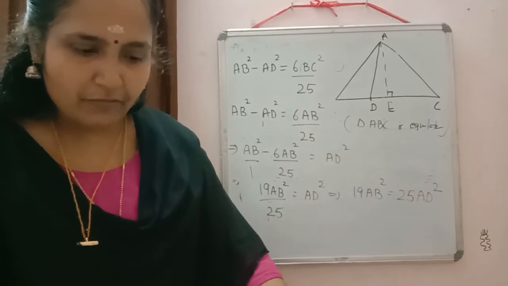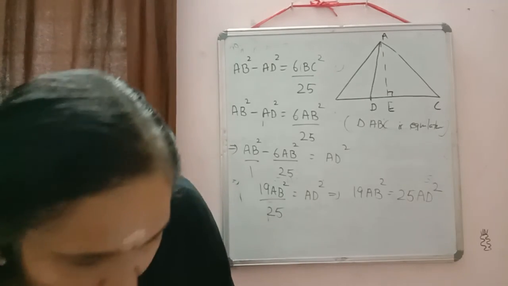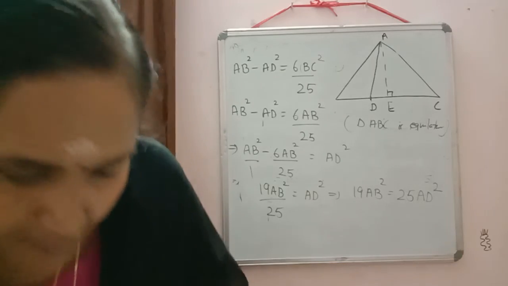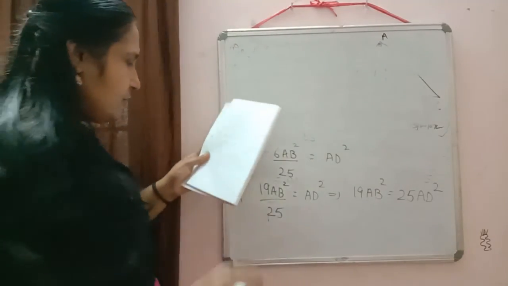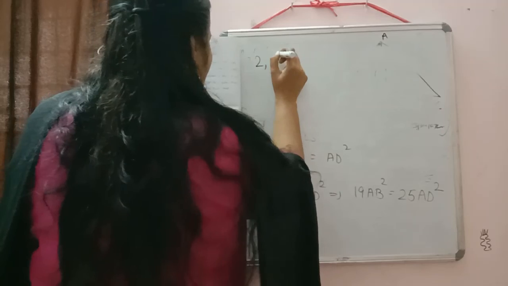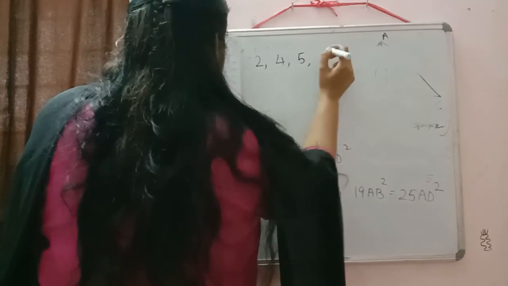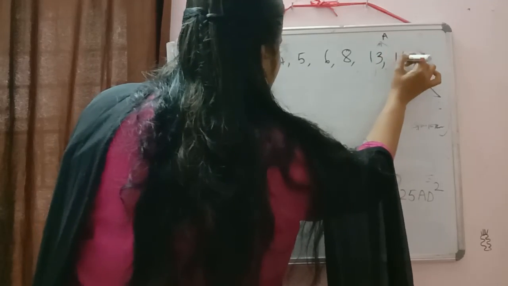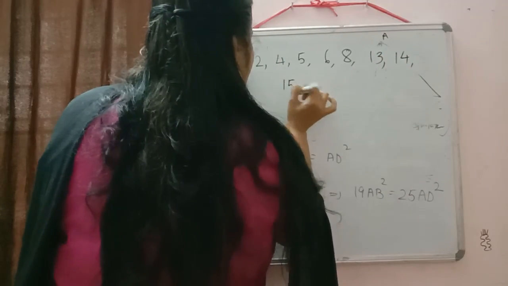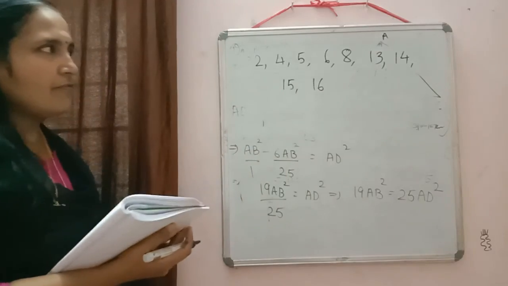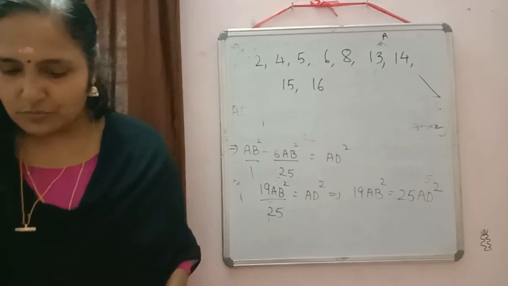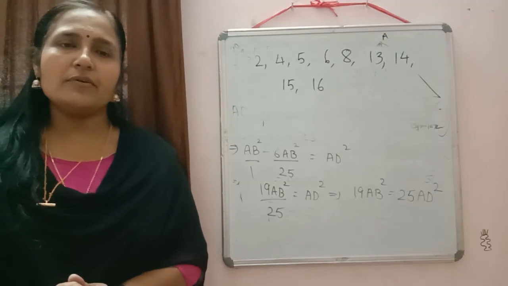Okay. So all of you please note down your homework. Your homework is exercise 6.5. In exercise 6.5, you have to do question number 2, 4, 5, 6, 8, 13, 14, 15 and 16. So do the questions and in case of any doubt you can ask.